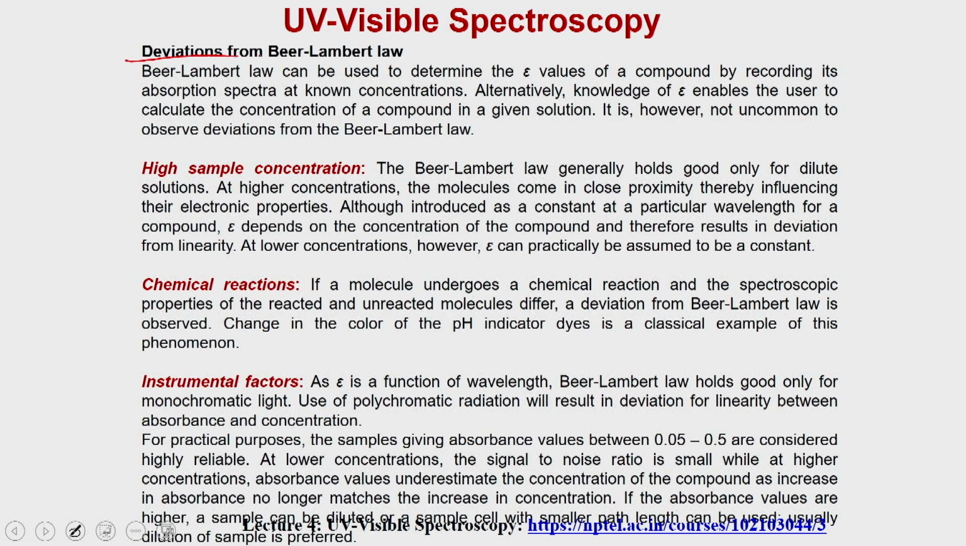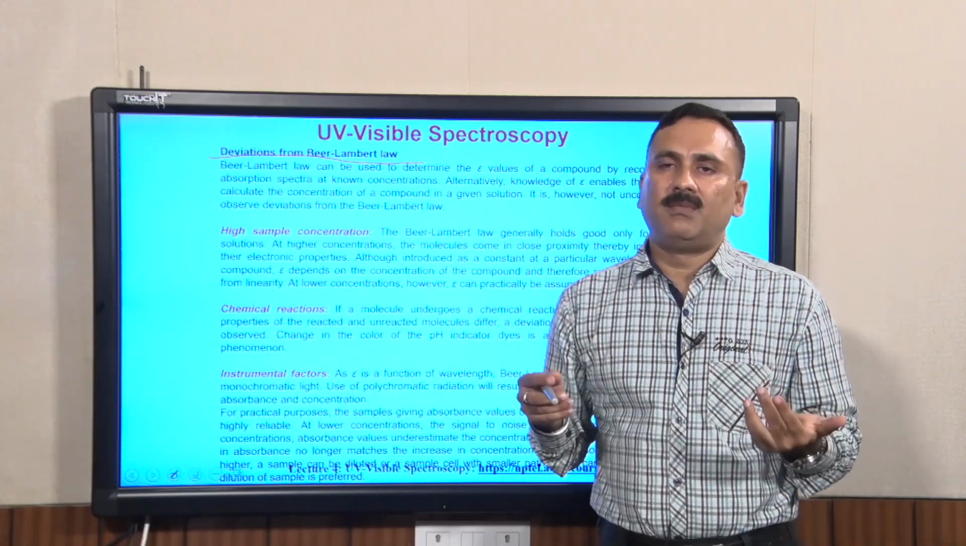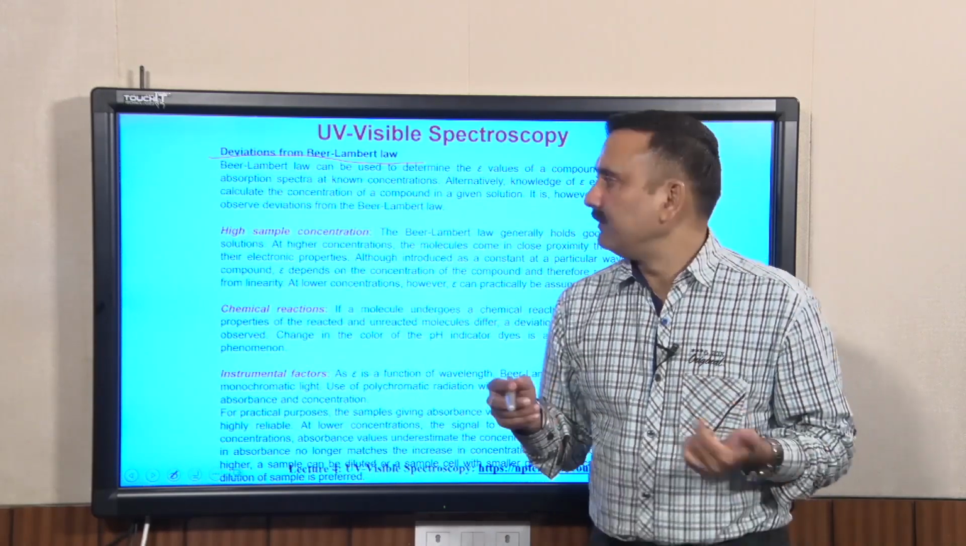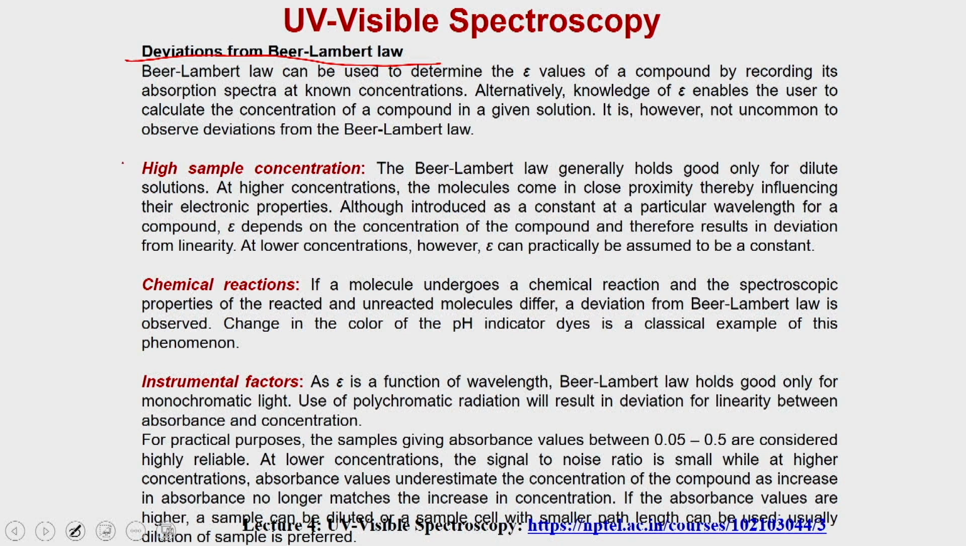Now, there are deviations from the Beer-Lambert law. There are some conditions under which the molecule does not follow the Beer-Lambert law. What are these conditions? High sample concentrations. You can imagine that if I plot the absorbance versus concentration of a molecule, it will be linear to some extent. After that, it is going to get saturated. So, the Beer-Lambert law generally holds only for a dilute solution.